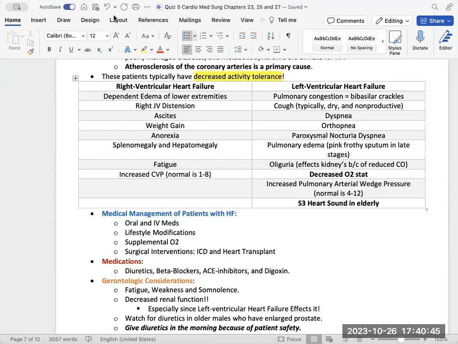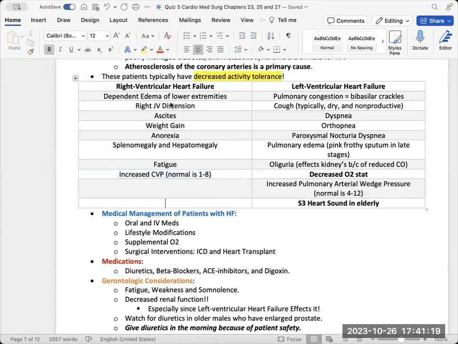Splenomegaly and hepatomegaly. If you look into the anatomy of the body, when the blood backs up from the right ventricle into the body, the spleen and the liver are right there. So because they're right there, the fluid starts building up in those two organs as well and causing swelling. Megaly means swelling. So the liver, hepatomegaly, the spleen, splenomegaly, they both swell. You also have fatigue. I wouldn't really worry about the CVP. That's more of a critical care thing, and I don't know much about it.